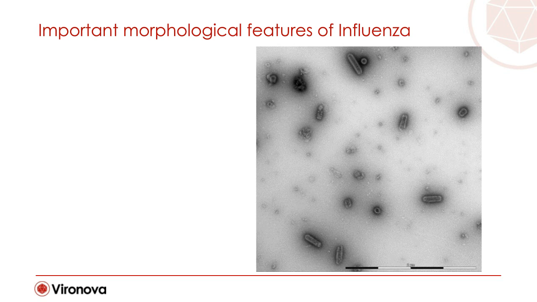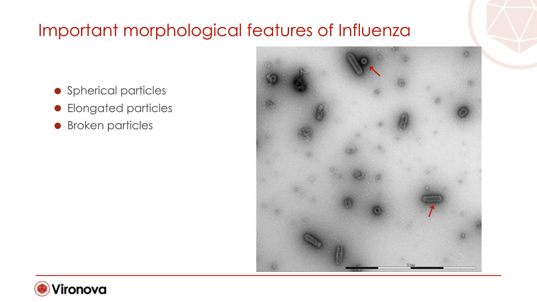often find spherical particles, elongated particles, broken particles, and it's often that the more elongated particles are broken in the ends. And we have background debris. You can make the list as long as you want or as you need.